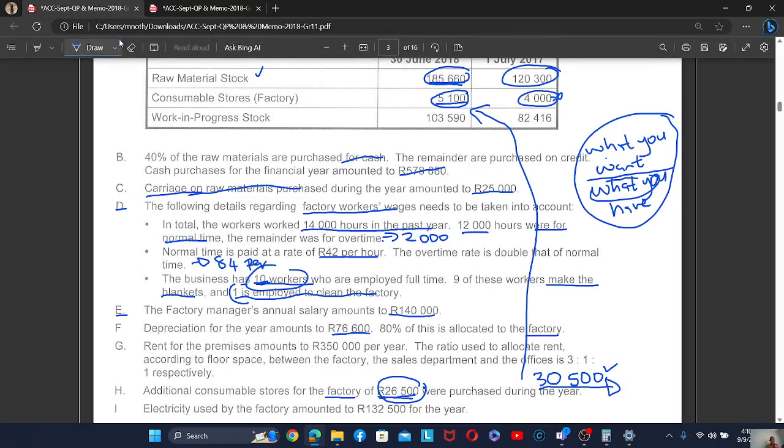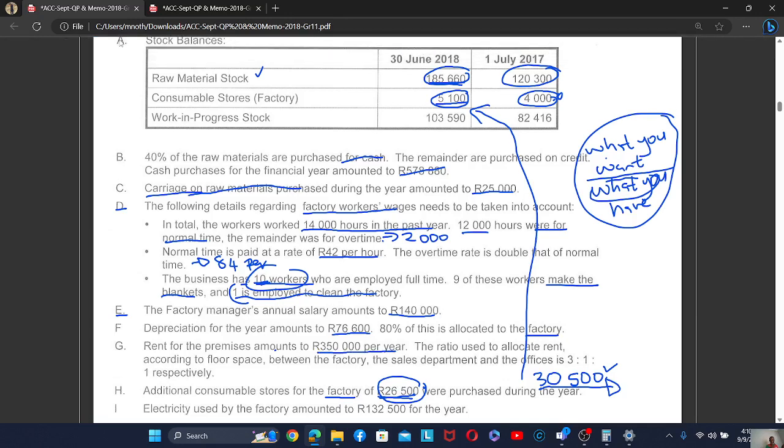And then letter G, rent for the premises amounts to 350 per year, right? Yes. Then they are saying the ratio used to allocate the rent according to the floor space between the factory, sales department, and the offices. So remember, what we are doing here is the factory overheads, not the sales expenses and the office expenses. We are doing the factory.